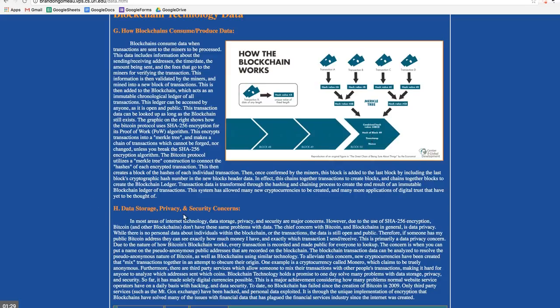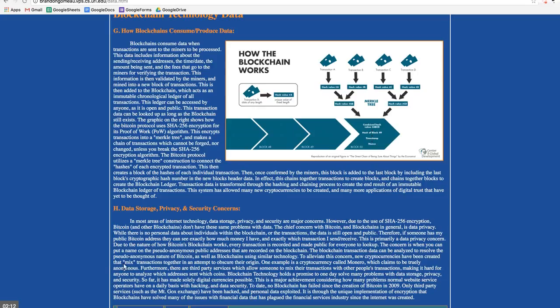For H, data storage, privacy, and security concerns. This is unique to Bitcoin, and because of its nature and its use of SHA-256 encryption, it doesn't have the same problems with data that a lot of these other websites are encountering with hacks and other things. The chief concern with Bitcoin and blockchains in general is data privacy. Every blockchain and all transactions are public and open. Therefore, if someone has my public Bitcoin address, they can see exactly how much money I have and exactly which transactions I send and receive. This is the primary data privacy concern.